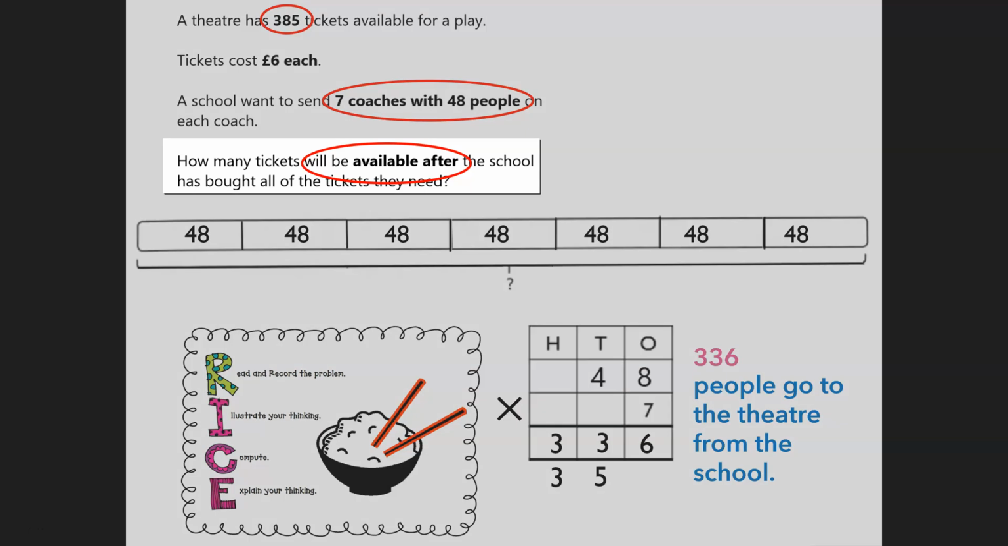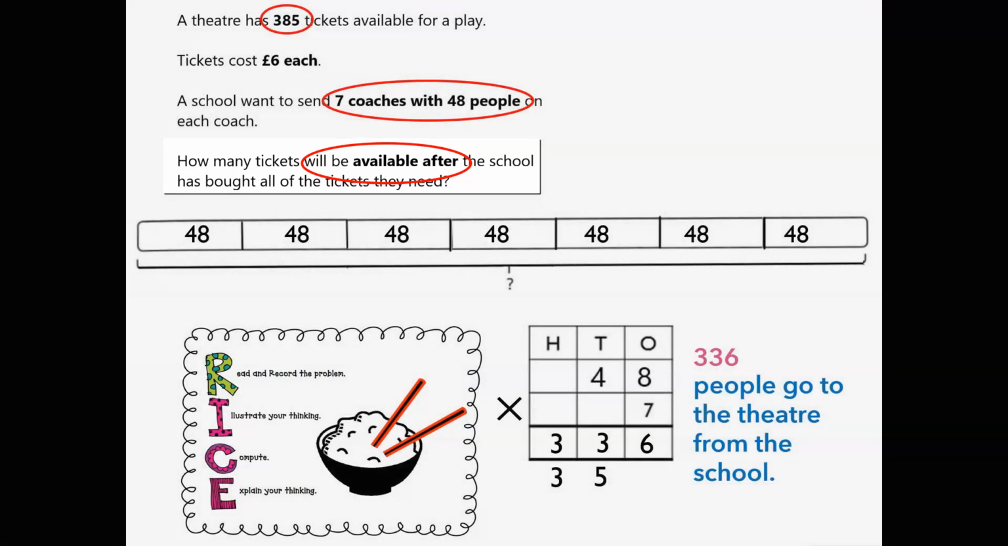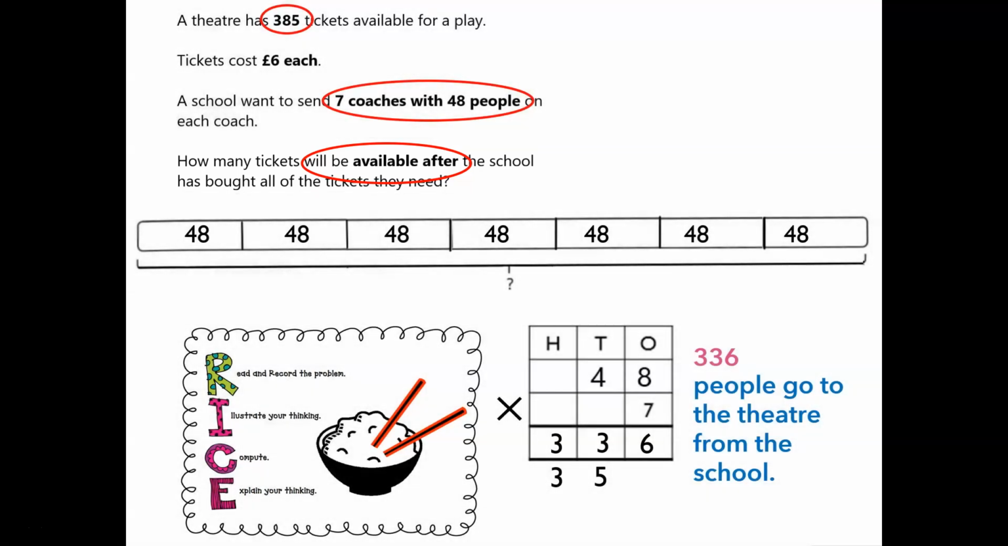But we're not finished. Look at the important information that we recorded. We were asked how many tickets will be available after the school has bought all the tickets. We need to subtract that number from the total.